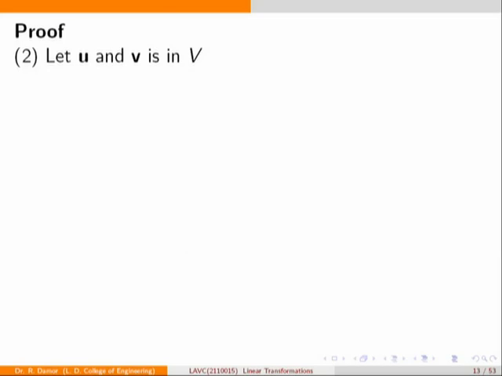Now the second property. What is the second property? T of U minus V can be written as T of U minus T of V. So for this I have to take two vectors in V, U and V in V. Now V is a vector space, so there exists minus V, the additive inverse of V, also in V.